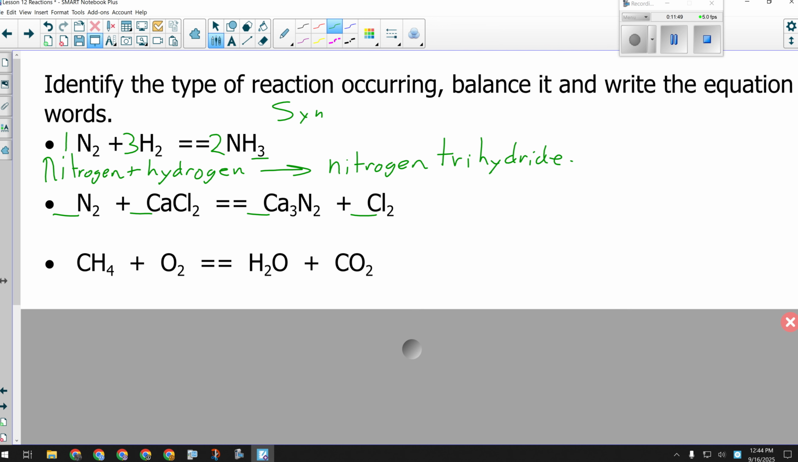Second one. I've got an element reacting with an ionic compound, making a new ionic compound and a new element. Reaction type?